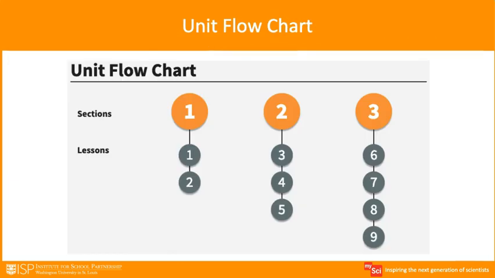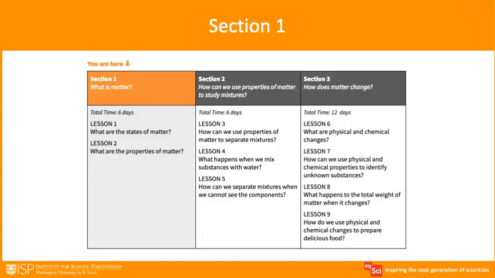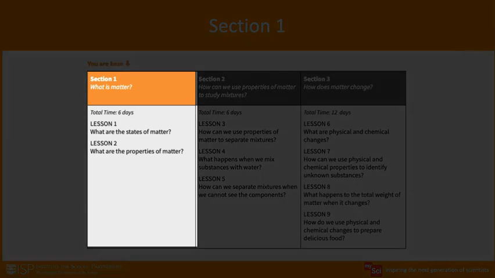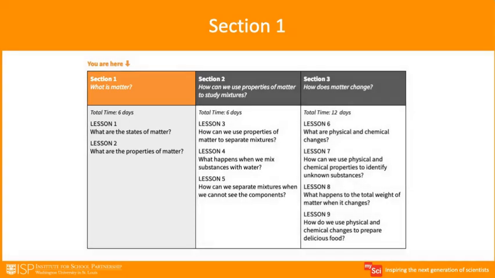Now that we have an idea about what students will study in this unit, take a look at the unit flowchart. This unit is divided into 3 sections, and there are 9 lessons total. In Section 1, students discover what matter is and how to describe matter. This section will take about 6 instructional days.